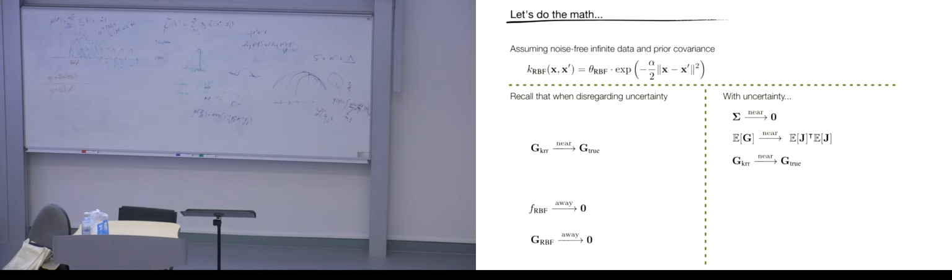for the expected metric. And what you see is that when you're near the data, the covariance of the Jacobian shrinks to zero. That's unsurprising. We're assuming that we don't have data noise, so the function becomes perfectly estimated. We get the right metric. It matches the metric that we had for the deterministic case, and we're all happy.